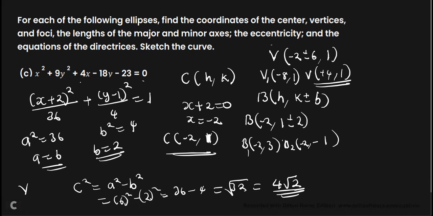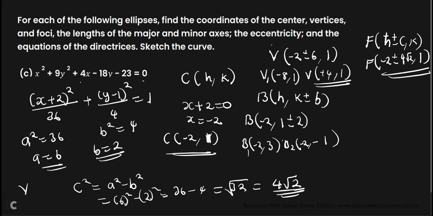Now our focus in this situation is h plus or minus c, k. So h is negative 2, plus or minus c, 4 root of 2, comma, what is k? What is k in this situation? It's 1, like that, right?